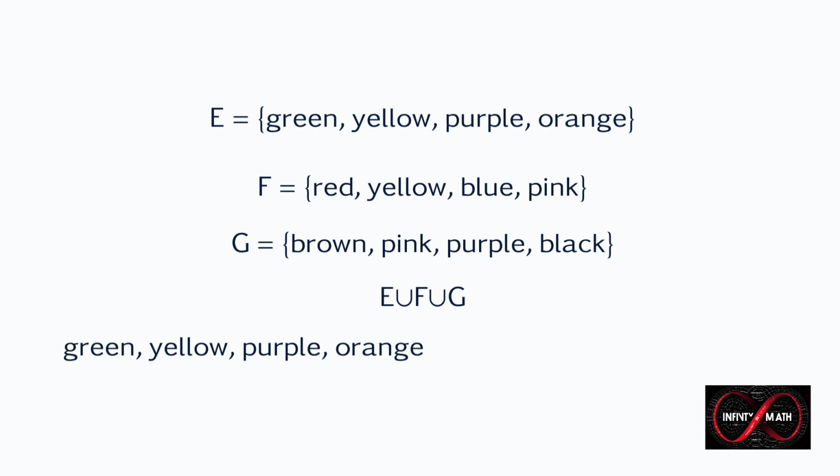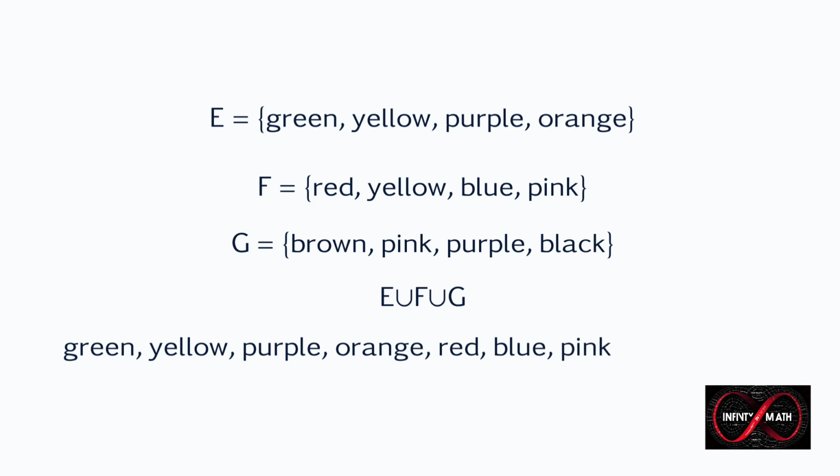Now let's look at set F. You want to add the elements from set F that are not already in the list. The first element is red. Red is not in the list, so make sure you add it. Yellow is already in the list, so you skip that. Blue is not in the list, so let's add it. And the last element, pink, is not in the list either, so you add this one too.